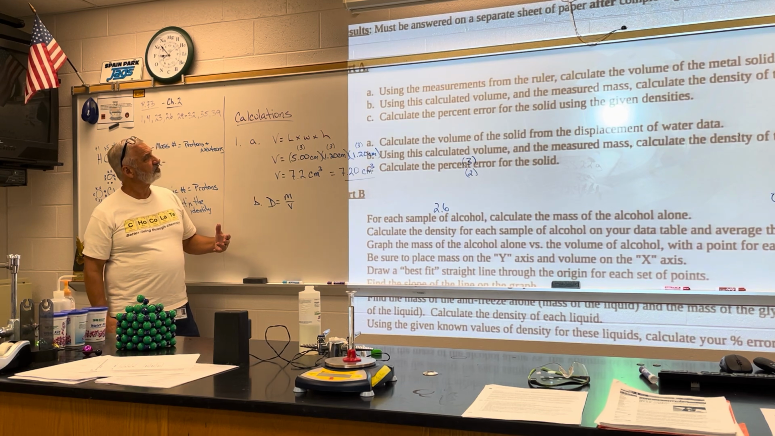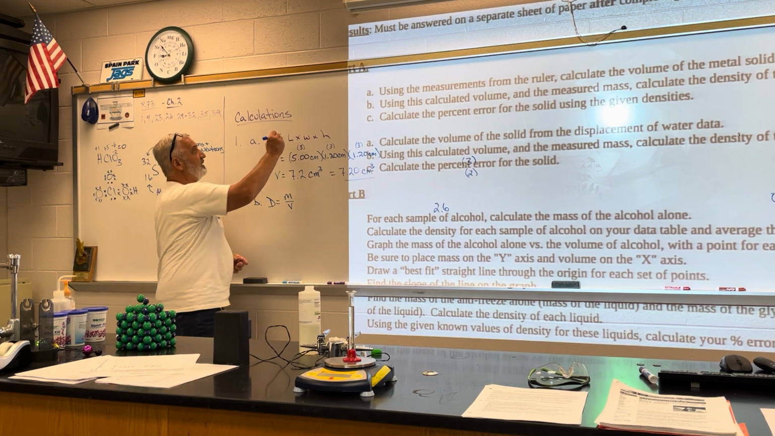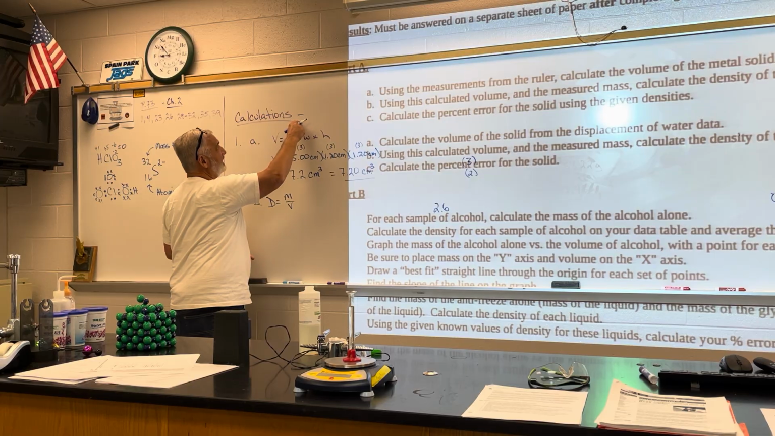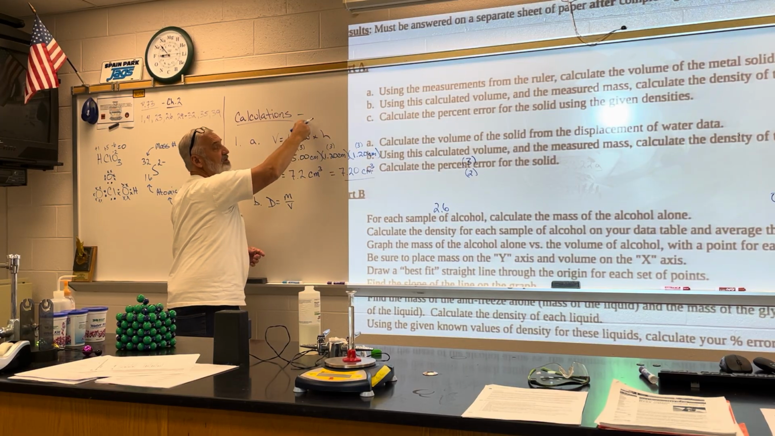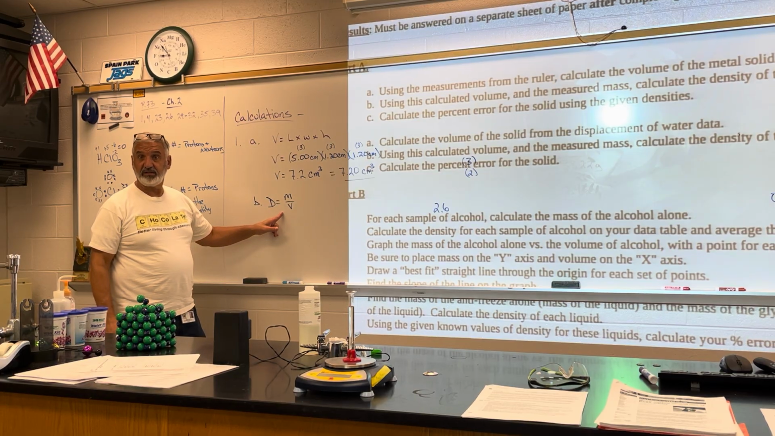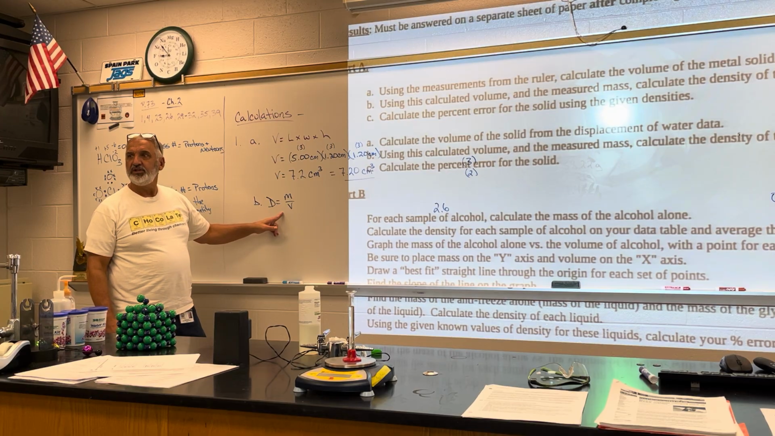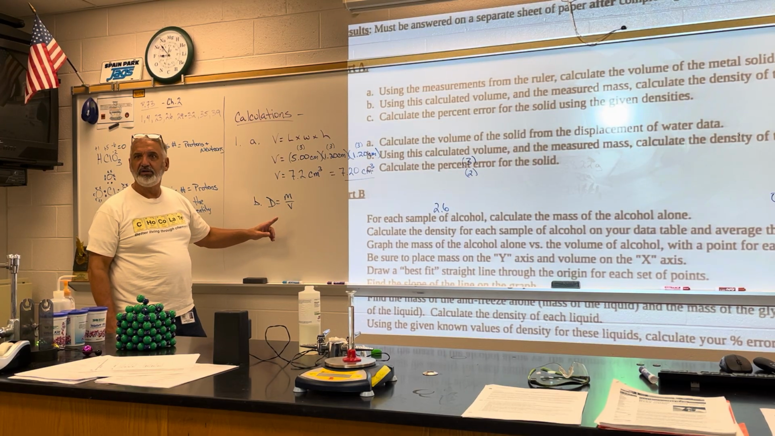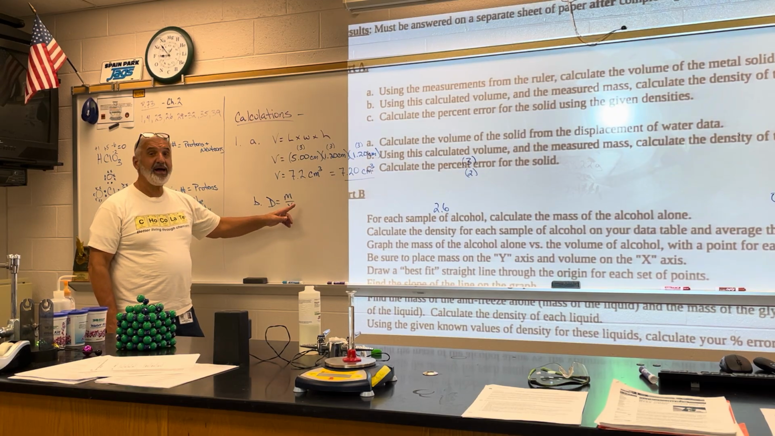And right up here, beside calculations, put what metal you had, because everybody's going to be different, so when I'm looking at this, I know which metal you had right from the start. Everybody's going to have a different mass, because some had aluminum, some had brass, some had copper, some had iron. So you put your mass.